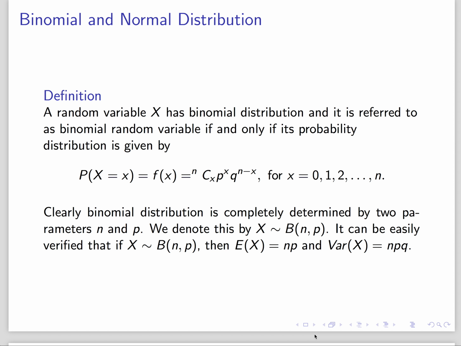Clearly, binomial distribution is completely determined by two parameters n and p. We denote this by the symbol x is identically distributed binomial n, p. It can be easily verified that if x is binomially distributed with parameters n and p, then expectation of x will be np and variance of x will be npq.